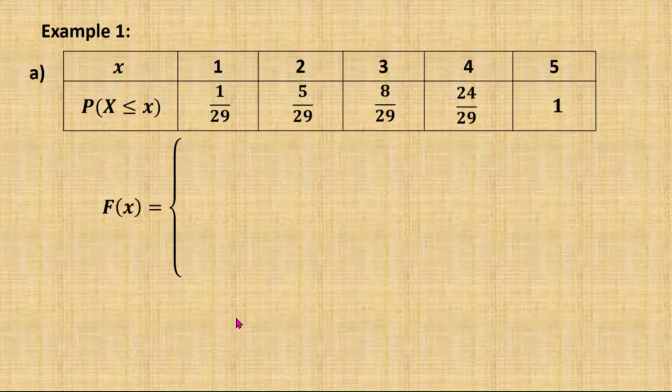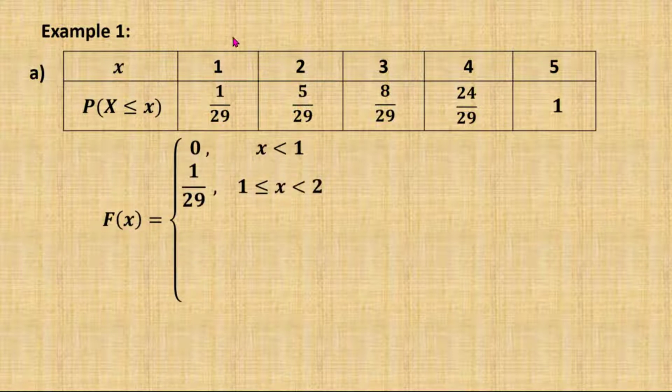Now I'm going to write the cumulative distribution function in mathematical function notation. When writing cumulative distribution functions, all the values of x must be considered, including all the values of x less than 1 and greater than 5. So, for x less than 1, not including 1, the probability is equal to 0.